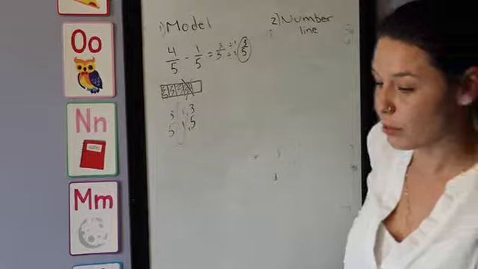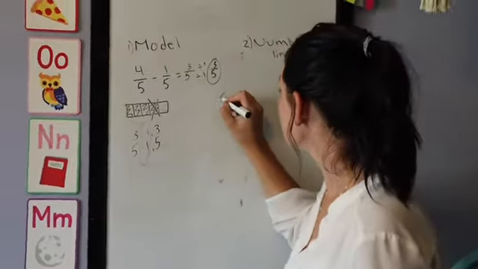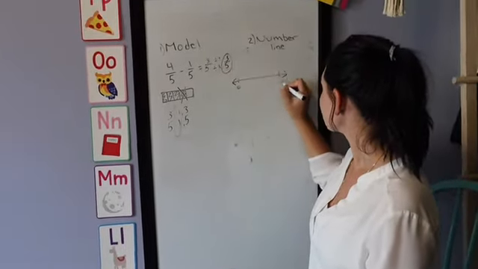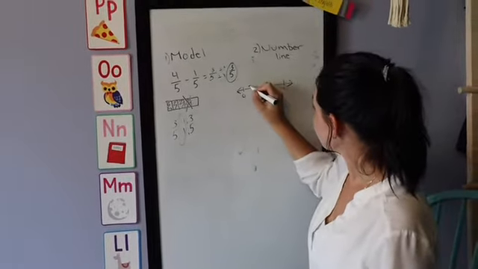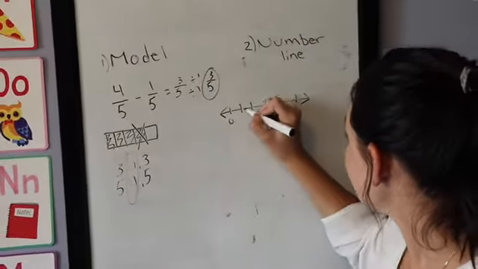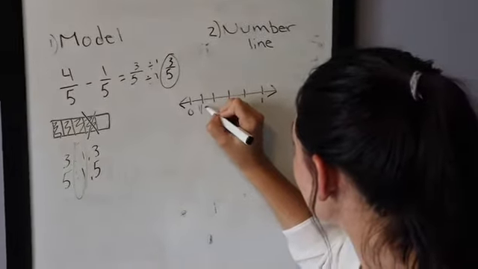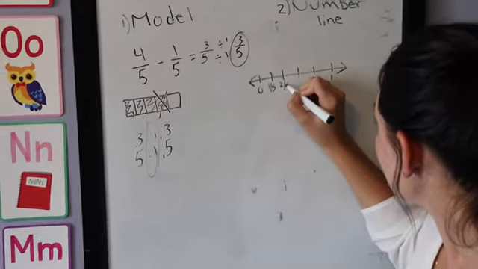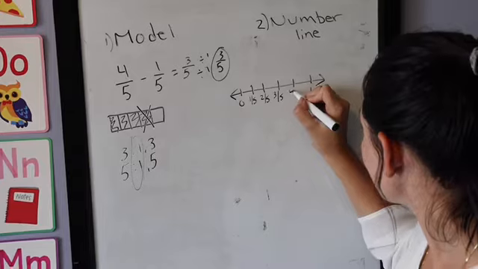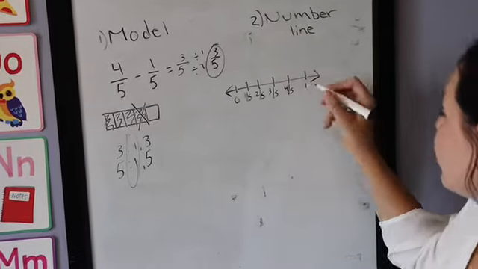Now we're going to do it on a number line. Drawing your line. Here's 0, here's 1. Break it up into 1, 2, 3, 4. So start, here's 1/5, label your number line, 3/5, 4/5, and 1 will be 5/5.